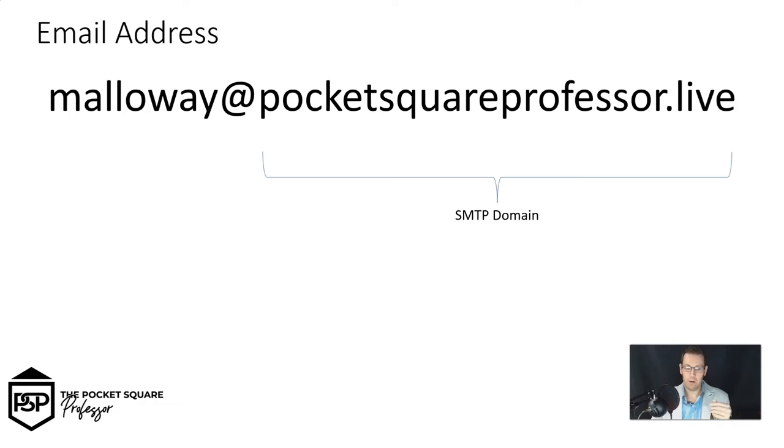That is what our email provider, or we'll call it our email server, just keep it at this level, uses when we send an email out. The SMTP domain is what is used when we need to make a connection to another server. So we use this SMTP domain to say, okay, hey, I'm a server. I got an email that is destined for pocketsquareprofessor.live.